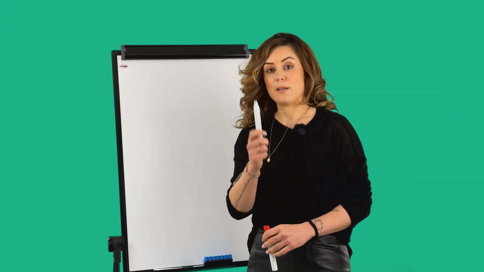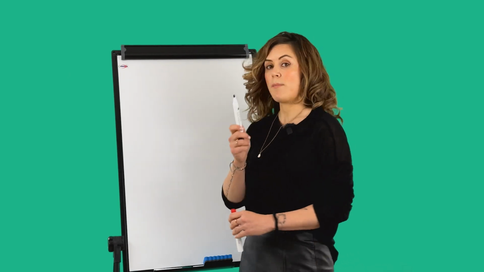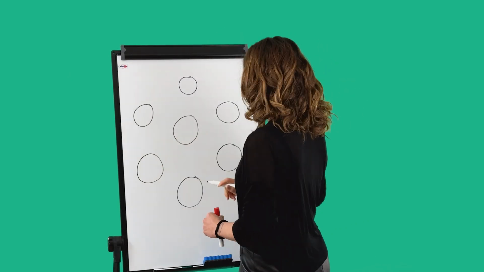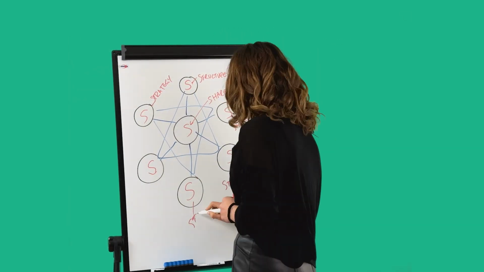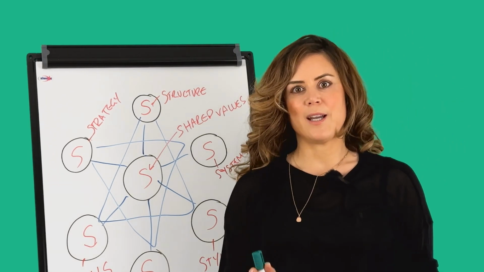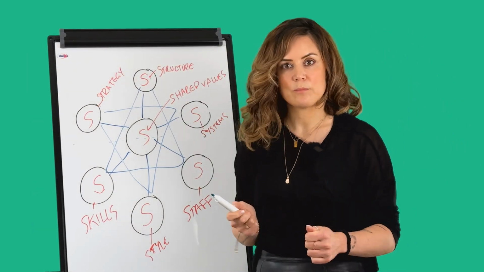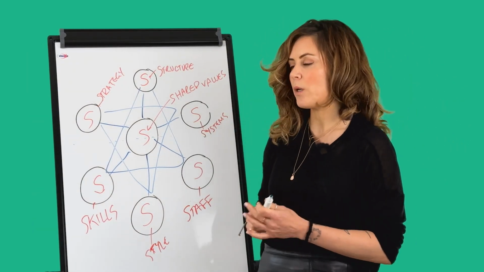Let's go into the change model now. And for this, I'm going to fast forward while I draw this on the board. Okay, let's start by drawing the model. Remember, it's the 7 S's. Phew! Well, now we've got the diagram drawn, let's go into exactly what it means.